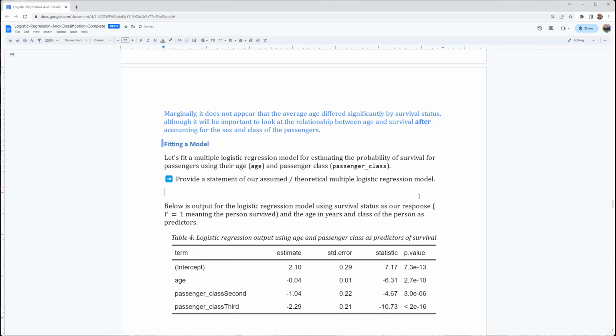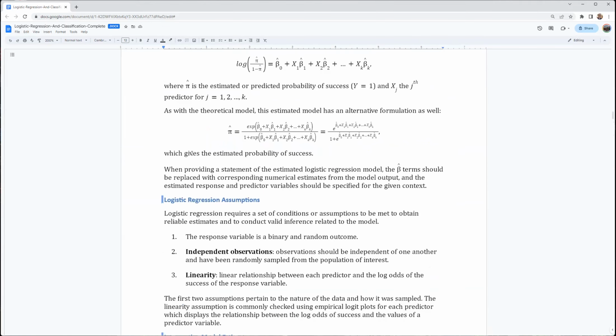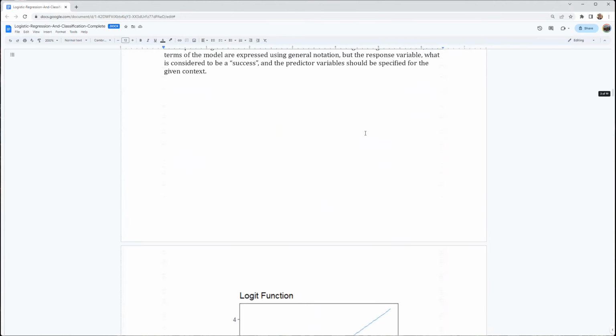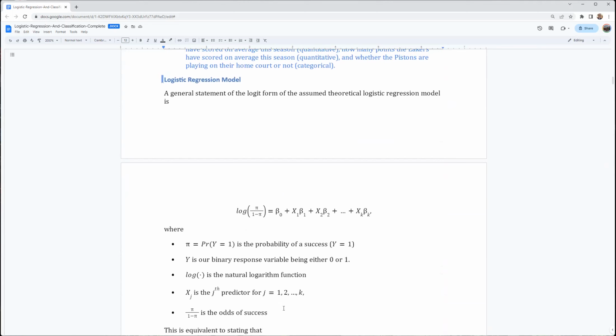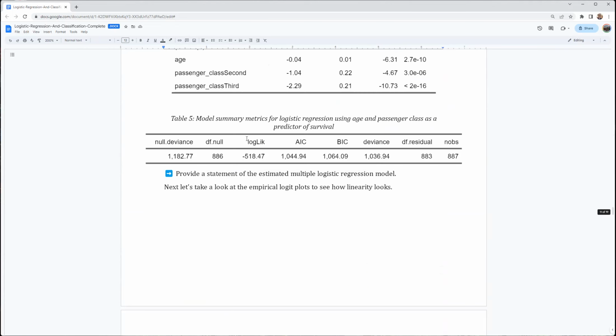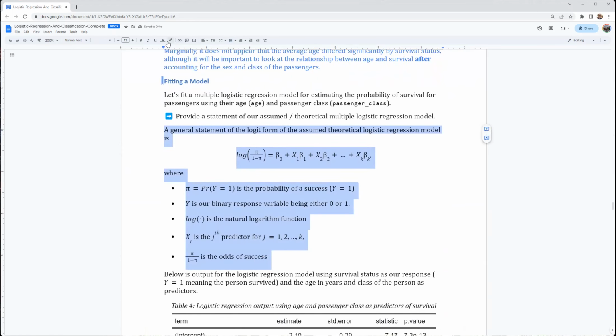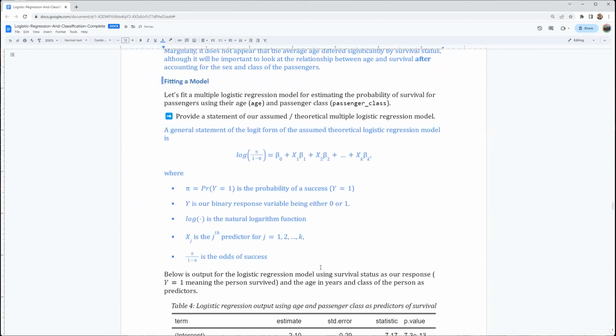Okay. So first, we'll start with a statement of the assumed model. Okay, so let's copy it. I'm up here. Okay, so we're going to copy the logit form of the model. That's always what we're going to use. All right. So just like before with multiple linear regression, we'll copy and paste this. So where y is the probability of, in this case, a passenger surviving, okay, that's what we're defining as a success.